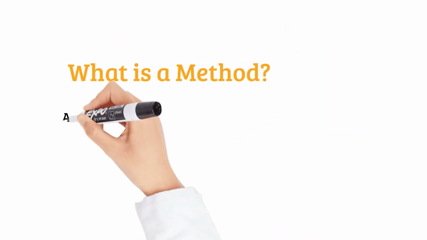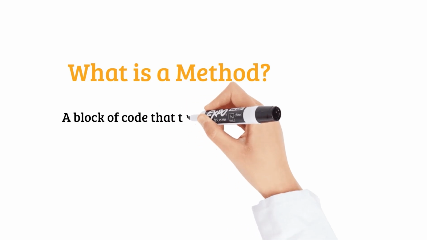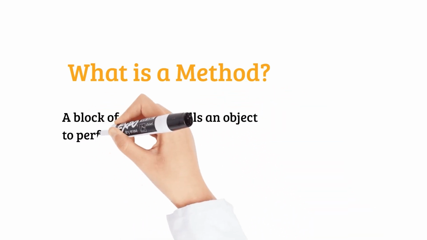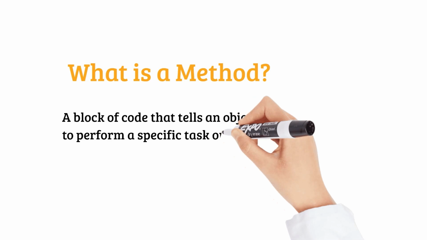What is a method? A method is a block of code that tells an object to perform a specific task or behavior.